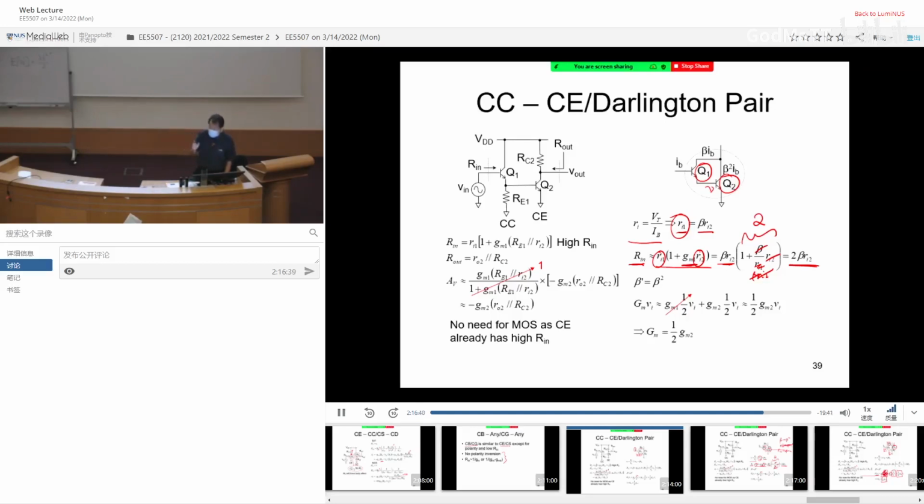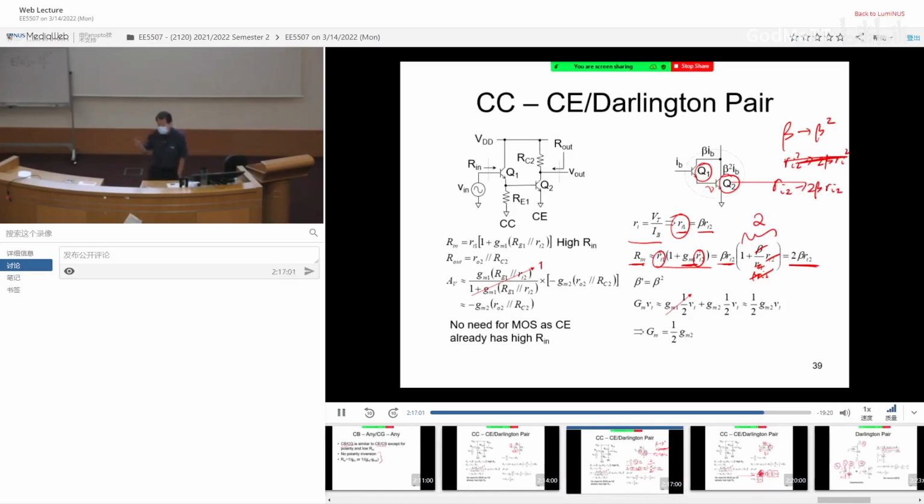So the Darlington pair not only boosts the gain from beta to beta squared, it boosts the resistance from Ri2 to 2 beta Ri2. So you also boost the input resistance by a beta factor.